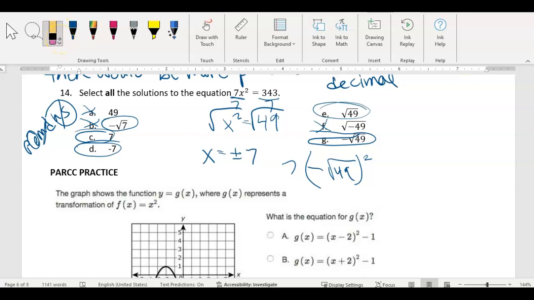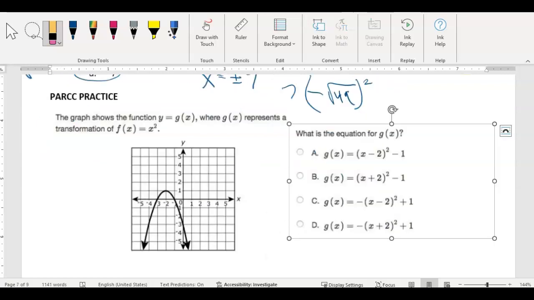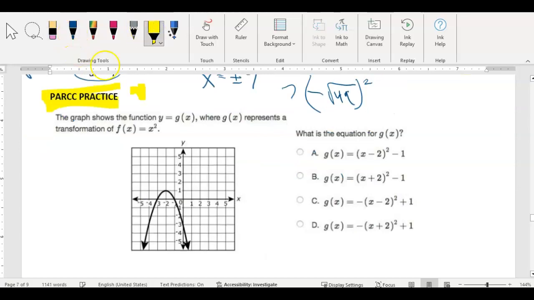All right, let's go ahead and take a look at our next problem. For this last problem, this is a park practice problem. Remember, we're now calling it park cape. But it's your test. It says this is the original equation, f of x, and this new equation on the graph is g of x. What is the difference here?